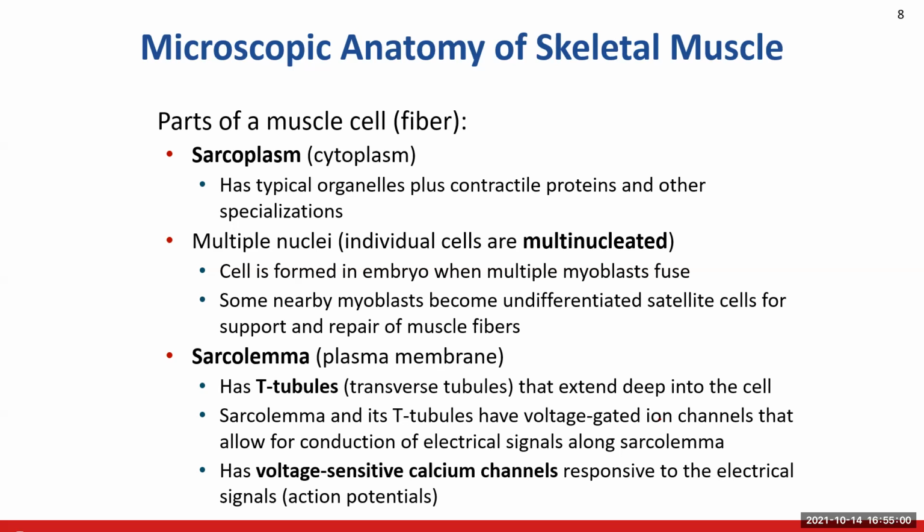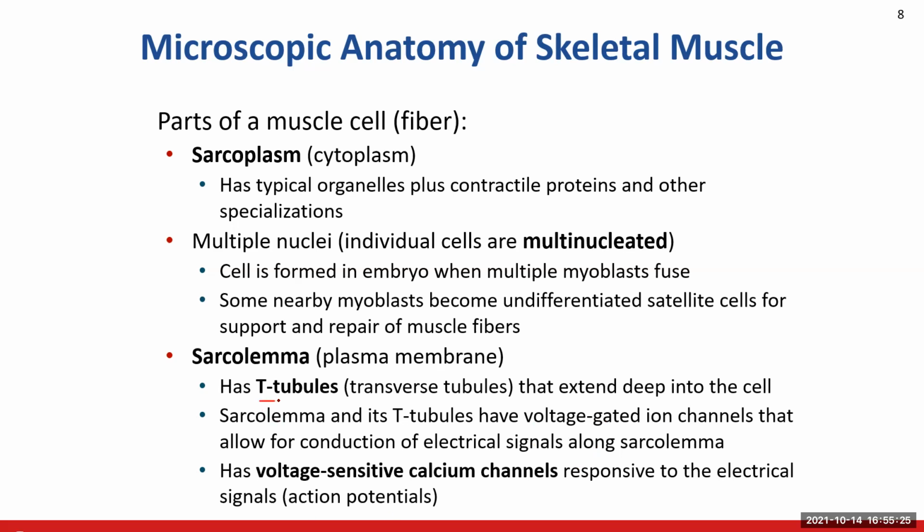Just like any other cell, we have a plasma membrane, except for our muscle cell we're going to call it the sarcolemma. Remember the name of the plasma membrane that we gave to the axon in the neuron? We call that the axolemma. Well, here we're going to call our plasma membrane the sarcolemma. We have a new structure here in the sarcolemma. It's called the T-tubules.